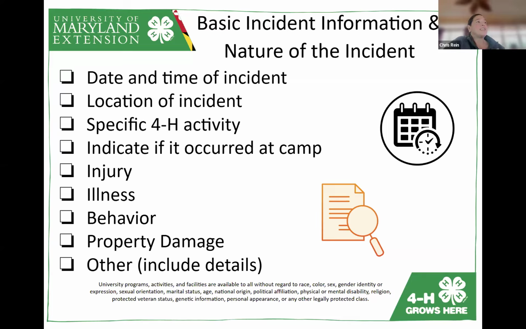Then the types: injuries, illnesses, behavior, property damage, and we always put other. If there was a confrontation between two volunteers, you're going to document that. If it was a volunteer and a youth, you want to document that as well. If there was a disruption in a club meeting, you want to document that too. Those are some of the common incident accident reports we get submitted during a club meeting. That falls under the other category, but again, we're trying to capture that information.